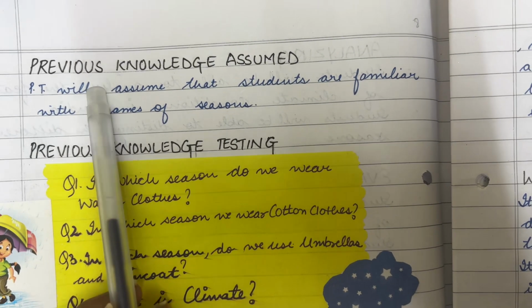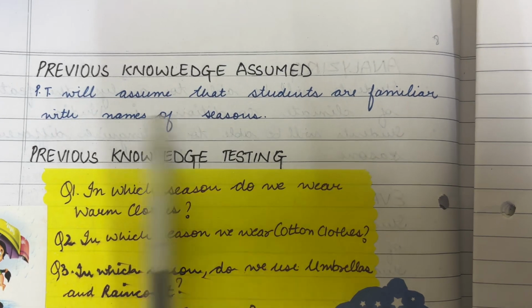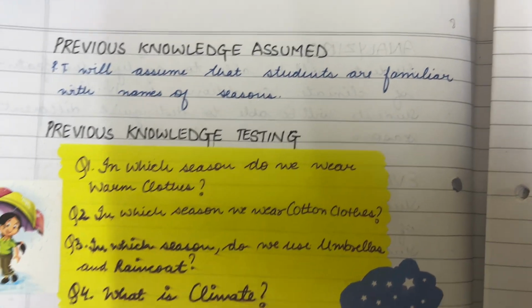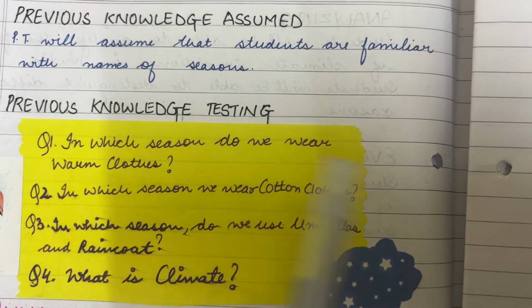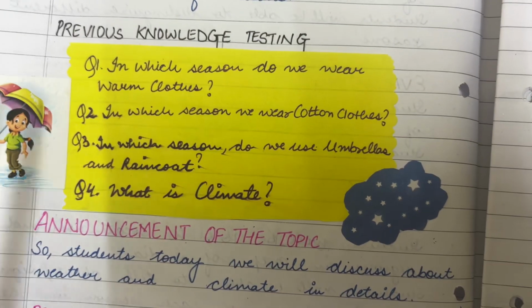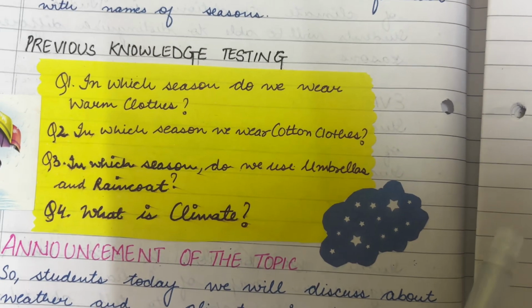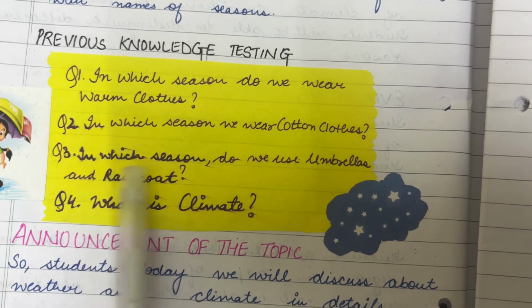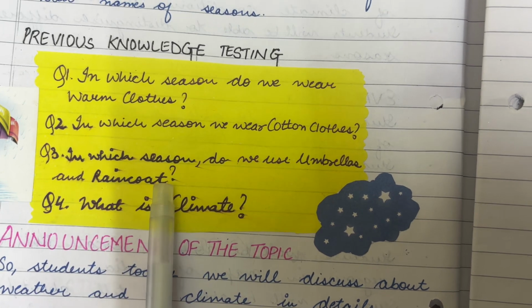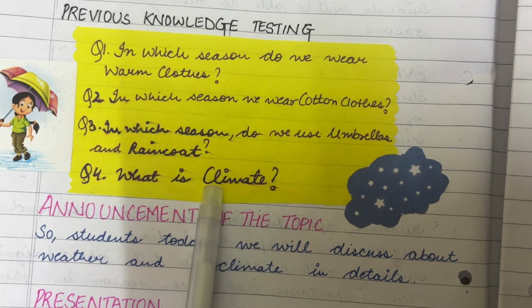Then there will come previous knowledge assumed, where we'll write PT will assume that students are familiar with the names of seasons. Then previous knowledge testing, which I have kept easy so that students are really able to relate to them. In which season do we wear warm clothes? In which season do we wear cotton clothes? Easy. Then in which season do we use umbrellas and raincoats, so that students can relate. And what is climate? A problematic question.